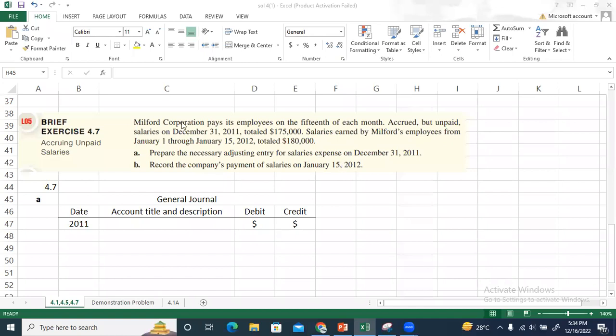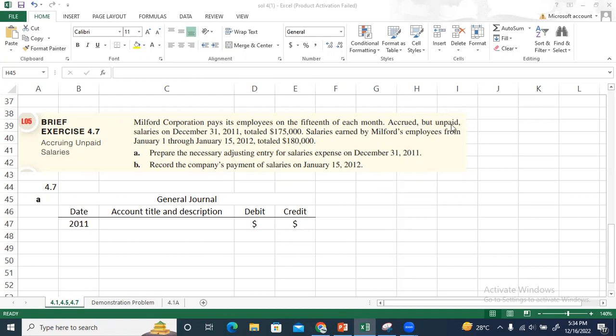So now if I look at this question, it says Milford Corporation pays its employees on the 15th of each month. Accrued but unpaid salaries on December 31st, 2011 totaled 175,000. Salaries earned by Milford's employees from January 1 through January 15th total 180,000. Prepare the necessary adjusting entry for salaries expense on December 31st, 2011. So first we just have to make an entry for December 31st. Now, this is an expense for Milford Corporation because it pays its employees, and we need to remember that they pay them on the 15th of each month.